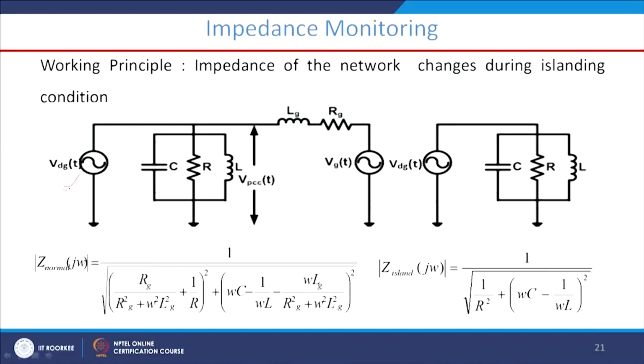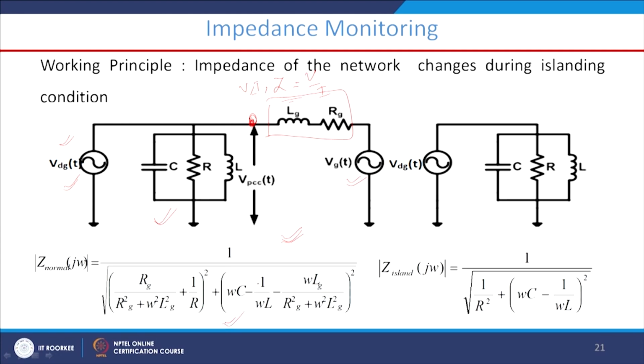Now, next one is impedance monitoring, the second passive technique. If you see this picture, this is our DC system voltage, this is the grid voltage, this is the grid impedance, this is the common coupling point, and this is our RLC load. Let us say this mode of operation is grid connected mode, because this DG or renewable energy source is connected to the grid through the common coupling point. If we measure V and I at this point, and the corresponding impedance V upon I, this impedance will be different, as written here.